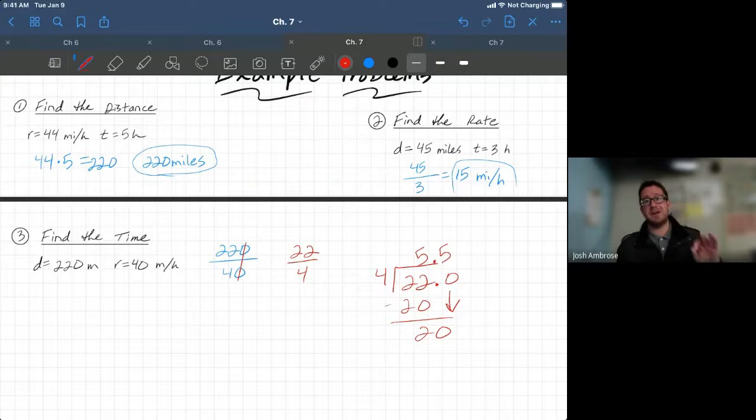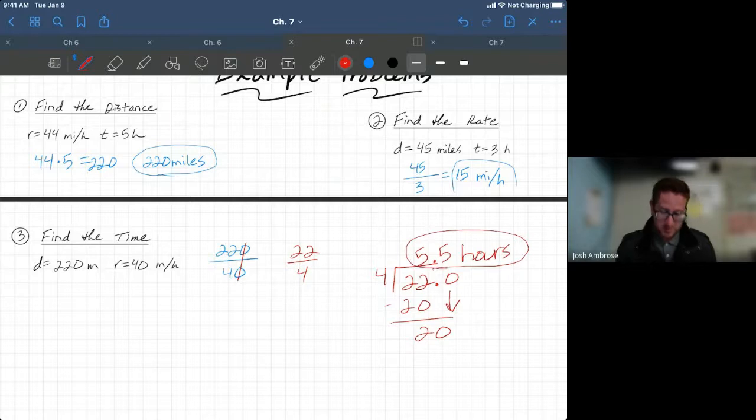So you're looking at 5.5, and they want the time, and we need to look back at the original problem. Here is how time is given. It's right there. It's hours. So you need to know what to look for when they give you the units in the original problem. So again, time is hours for this one. So it's 5.5 hours. That's it, 5.5 hours.